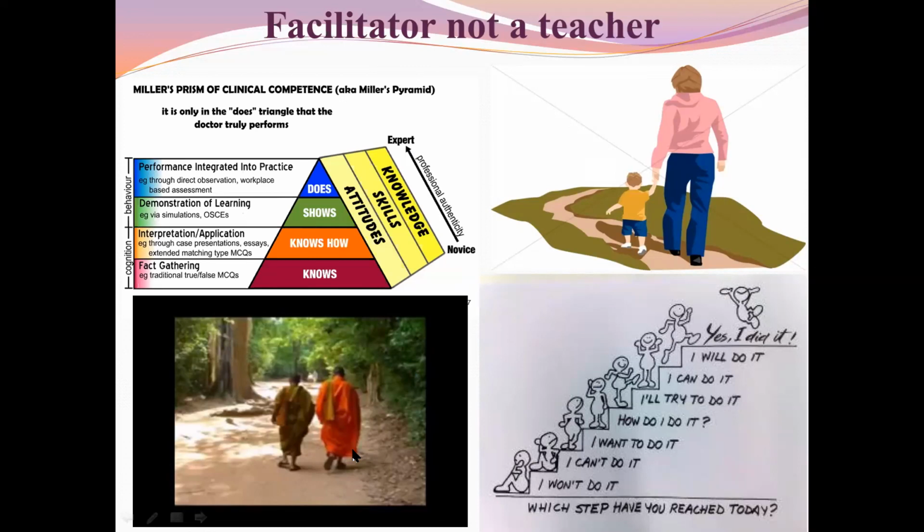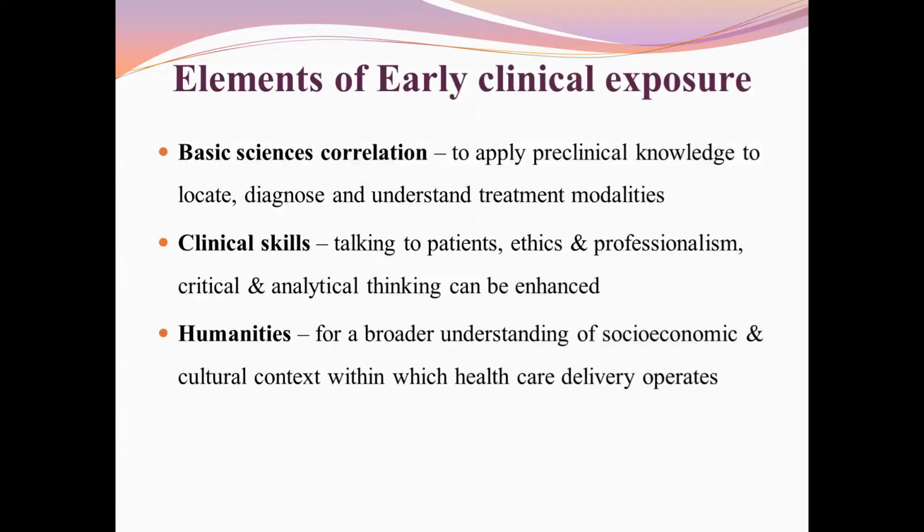We need to provide the right kind of motivation, appropriate environment, and positivity for the student for a successful learning process. The elements of early clinical exposure are basic sciences correlation, to apply preclinical knowledge to locate, diagnose, and understand treatment modalities, and even sometimes to identify and manage complications. Not the depth of the treatment, what I mean here is, at least they should know why complications are occurring and how you are going to handle them. The basic science correlation exactly in the clinical subjects.